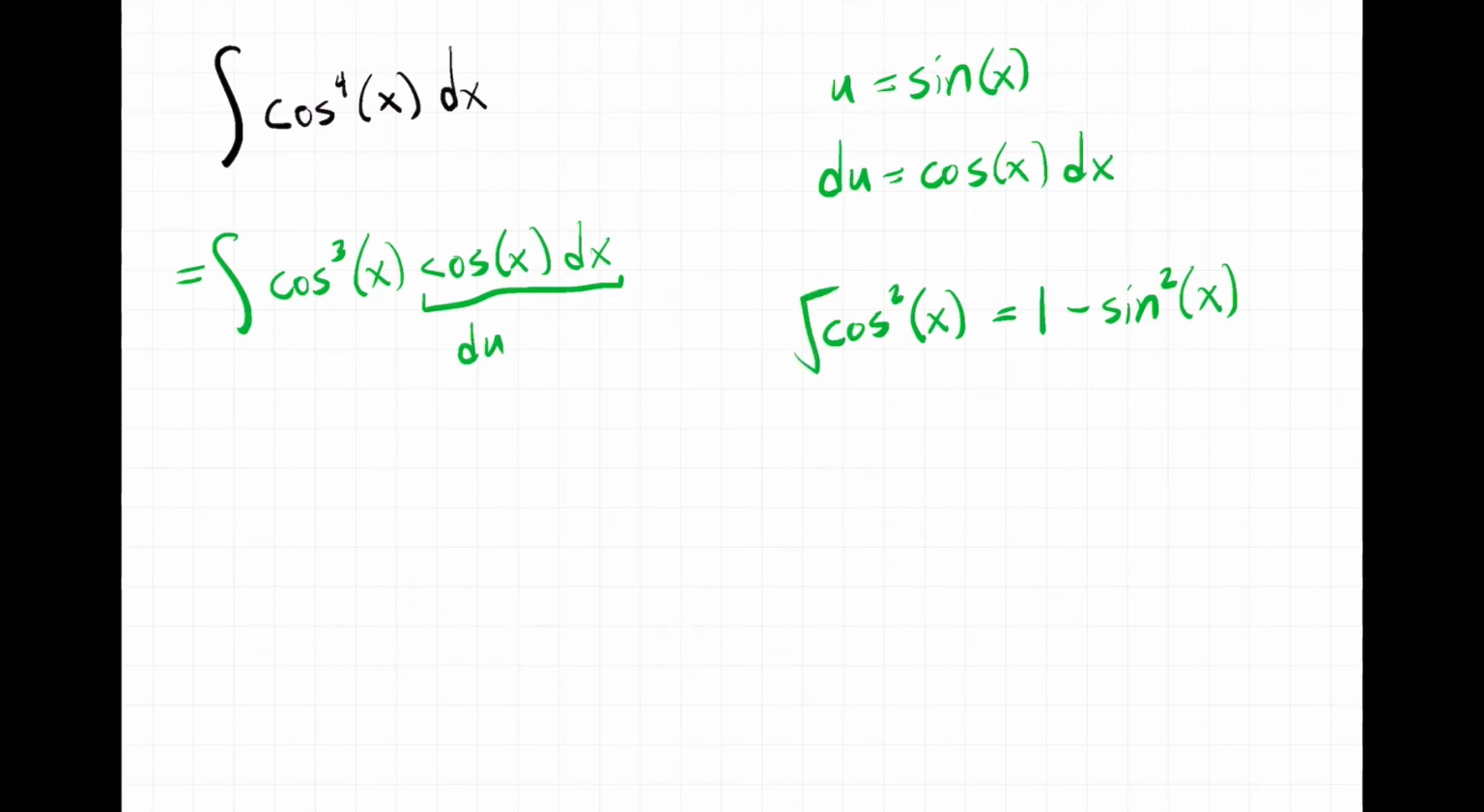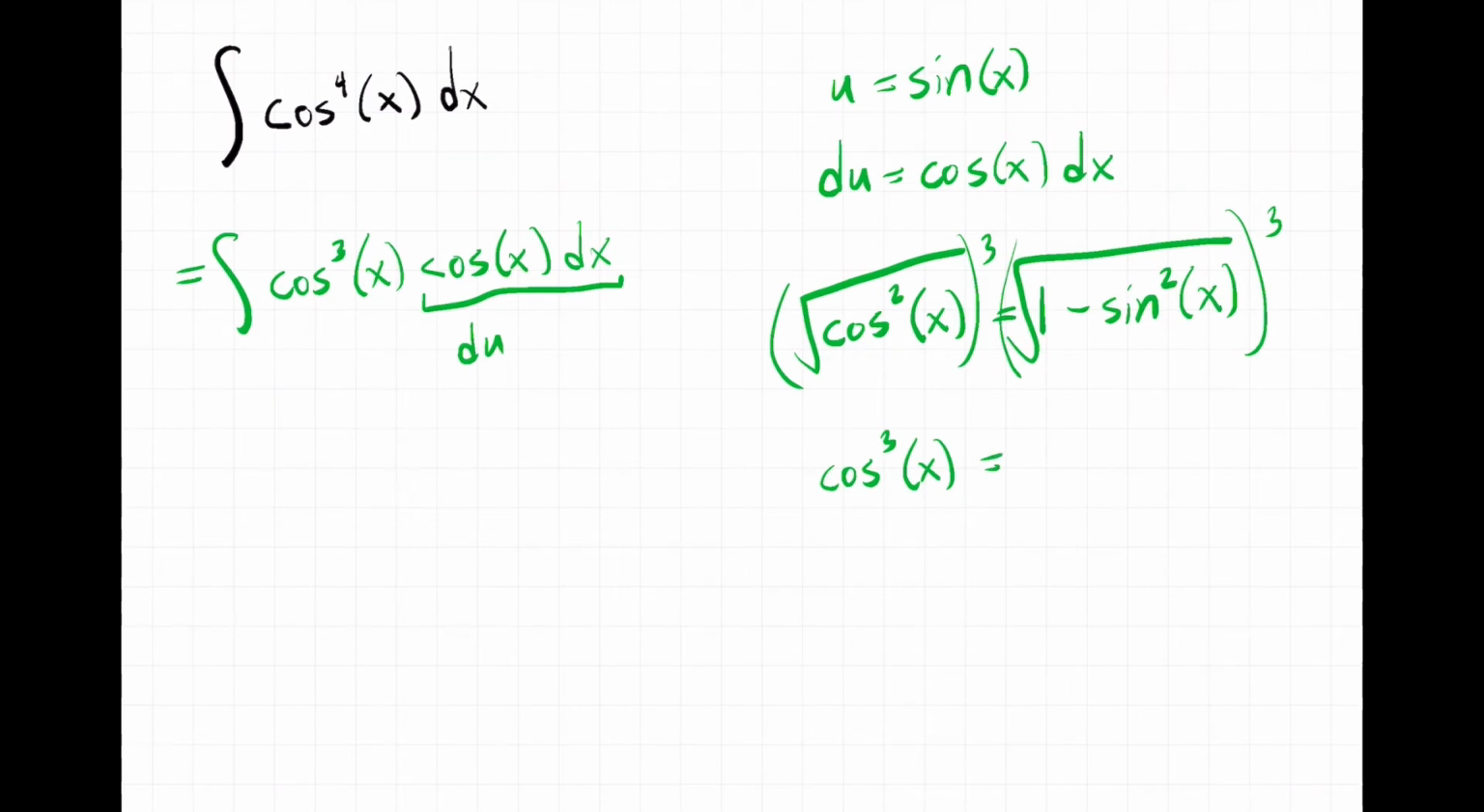Now, you could take the square root of both of these and then cube the result. In other words, cosine cubed of x is equal to 1 minus sine squared x to the 3/2. But that is not going to be fun to integrate even after we do the u substitution. This is going to be very, very difficult to solve. And the u substitution is not actually going to help us in this case. So this is not going to work.